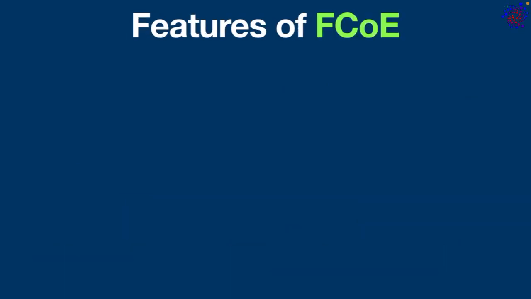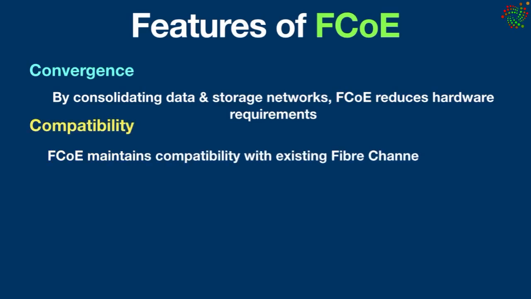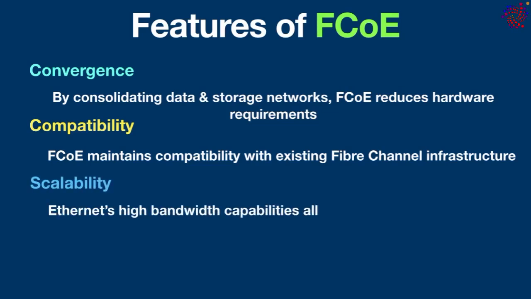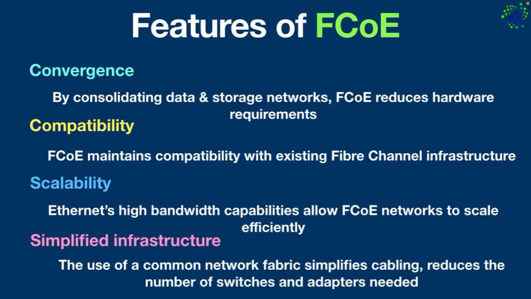Here are some of the most important features of Fibre Channel over Ethernet. Convergence. By consolidating data and storage networks, Fibre Channel over Ethernet reduces hardware requirements and simplifies network management. Compatibility. Fibre Channel over Ethernet maintains compatibility with existing Fibre Channel infrastructure, protecting investments in storage networks. Scalability. Ethernet's high bandwidth capabilities allow Fibre Channel over Ethernet networks to scale efficiently to meet the demands of modern data centers. Simplified infrastructure. The use of a common network fabric simplifies cabling, reduces the number of switches and adapters needed, and lowers power and cooling requirements.